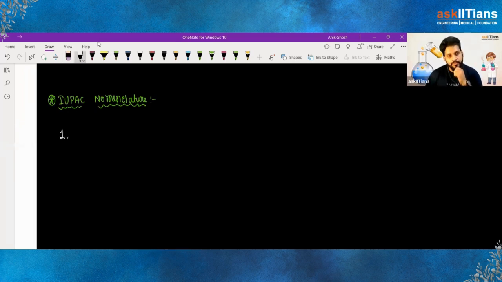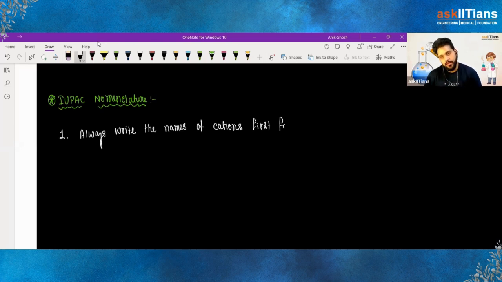1. Always write the names of cations first, followed by the anions. Guys, no one is gonna ask you to write the IUPAC nomenclature rules, right? So it's your understanding that matters, not the exact terminology of the words here. Always write the name of the cations first, then the anions.